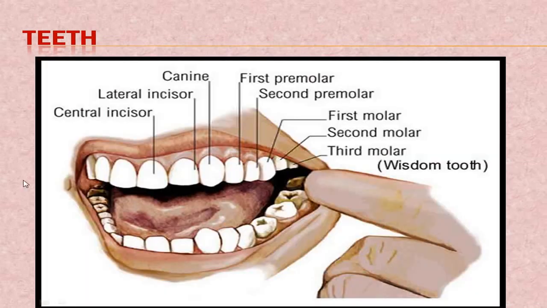This is another figure that shows the teeth. These front flat ones are incisors. This cone shaped one is the canine, and then with cusps, these are premolars and molars. Incisors are for biting the food, canines for tearing, and premolars and molars are responsible for grinding the food.